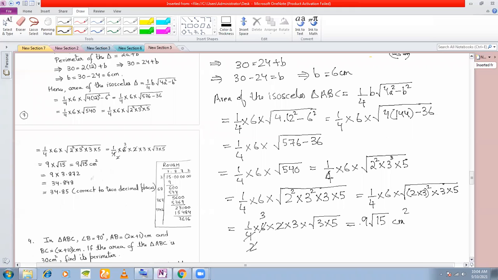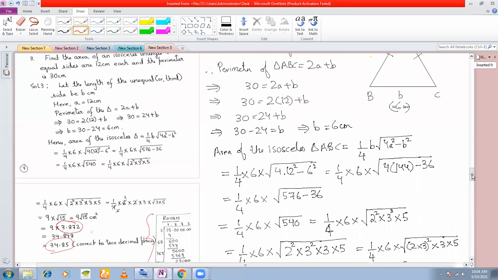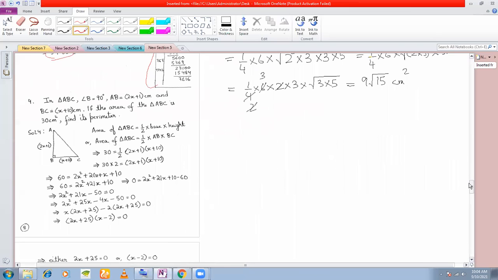centimeter square. Okay, if it is given correct to 2 decimal places, you can find out the square root of 15 by the division method I have shown you here. You can find out the square root to be 3.872 and you can put the value and get it to be 34.85. Normally they don't ask up till 2 or 3 decimal places, but just in case if they ask, then you can find the square root of 15 by division method. Okay, any question till this part? No, sir. We'll move on to the next part then.